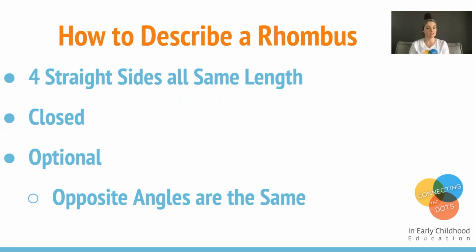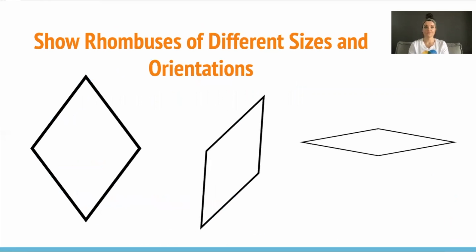So now that we've talked a little bit about the language to describe the rhombus, let's look at a few examples. Like all shapes, we want to show children a wide variety of rhombuses, different sizes, different orientations. The shape on the left is the orientation that children often see in books, in different early childhood media. However, when they begin to see rhombuses like the middle or the one on the right, they may begin to get mixed up and they may not recognize those shapes as rhombuses.